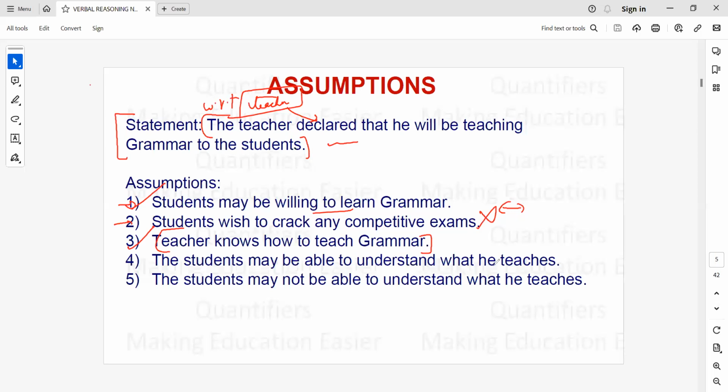The student may be able to understand what he teaches, and the student may not be able to understand what he teaches. So, which out of the two, right? So the student may be able to understand. See, again, remember that this particular assumption is with respect to the teacher. So when I'm saying that I will be teaching you something, one of my assumptions is that whatever I'm going to teach you, you're going to actually understand. In case I'm assuming that the students are not going to learn anything, then why would I even make the efforts to teach you? Okay. So that is the case.